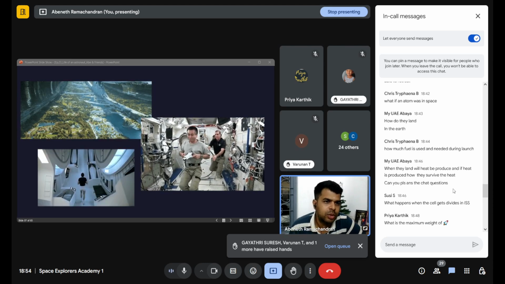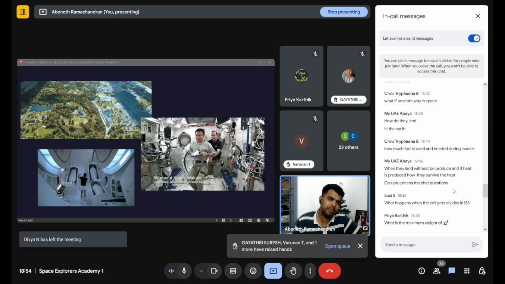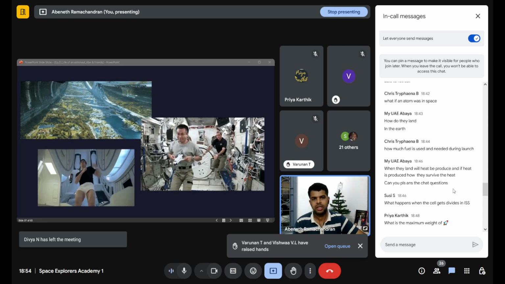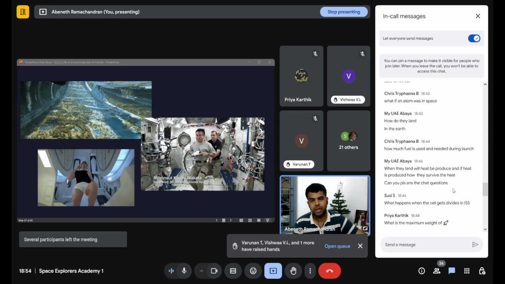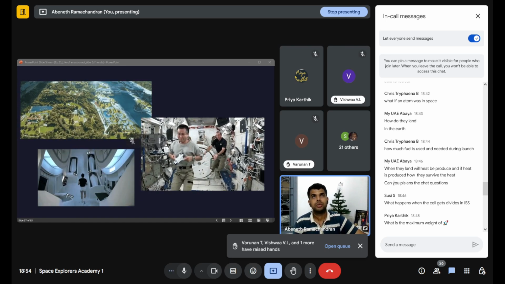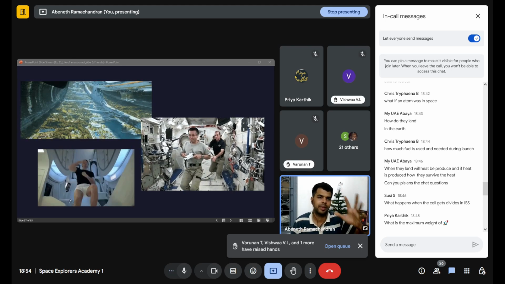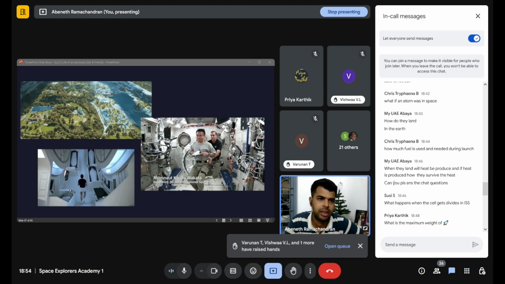How much fuel is used and needed during launch? Almost 90% of the fuel. If you consider the SpaceX Falcon 9 rocket, around 1.8 tons of fuel is being used on the second stage rocket.